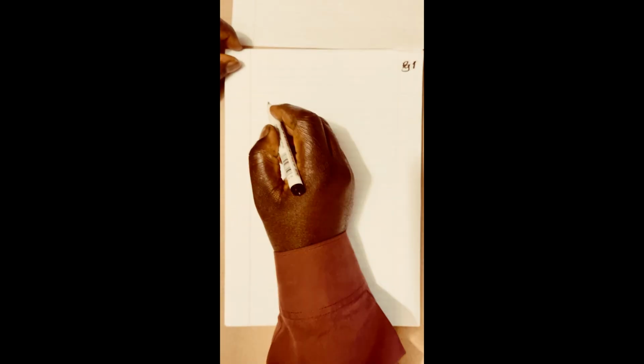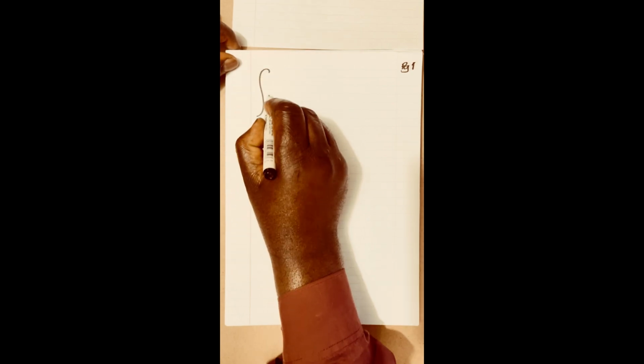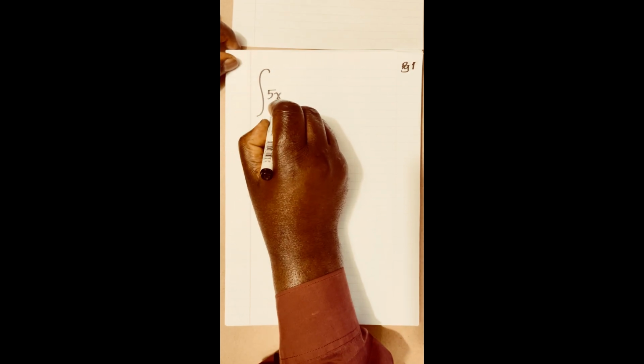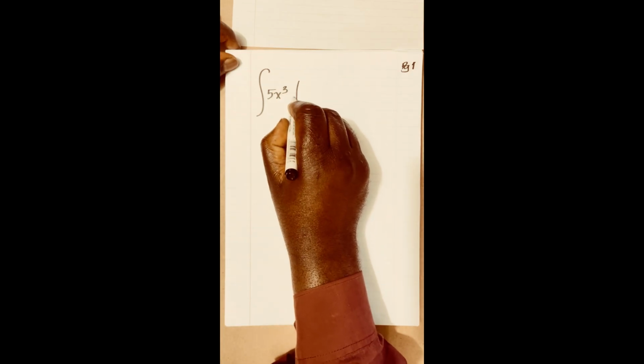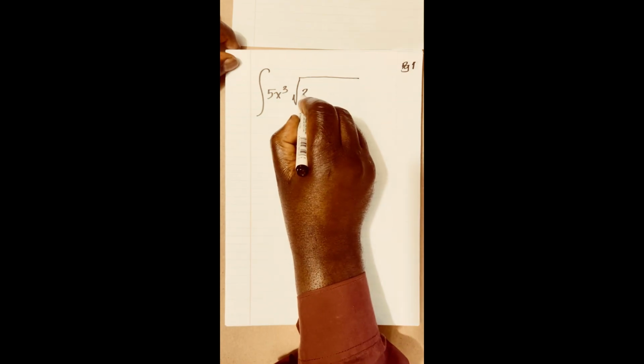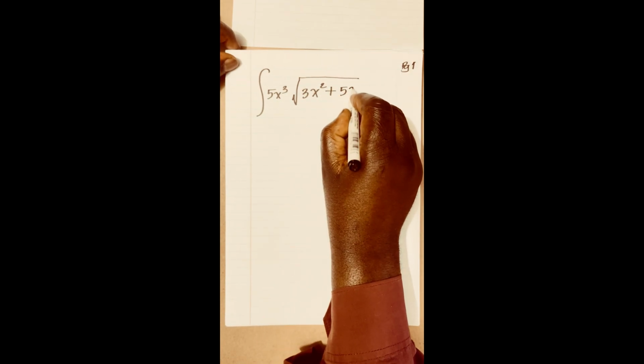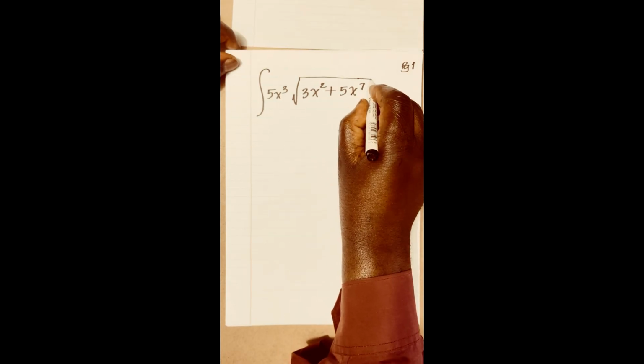So what I'm saying is, let's capture the integral. We're dealing with the integral of 5x cubed times the square root of 3x squared plus 5x to the power 7 dx.